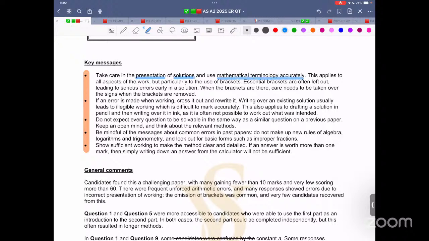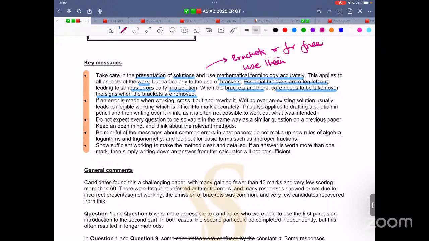Use mathematical terminology accurately. This applies to all aspects of work, but particularly the use of brackets and the mathematical operation. Essential brackets are often left out. That's not a good thing, leading to serious errors early in a solution. When the brackets are there, care needs to be taken over the signs when the brackets are removed. So the wording that I use is that brackets are for free. Use them excessively, and at least where necessary.